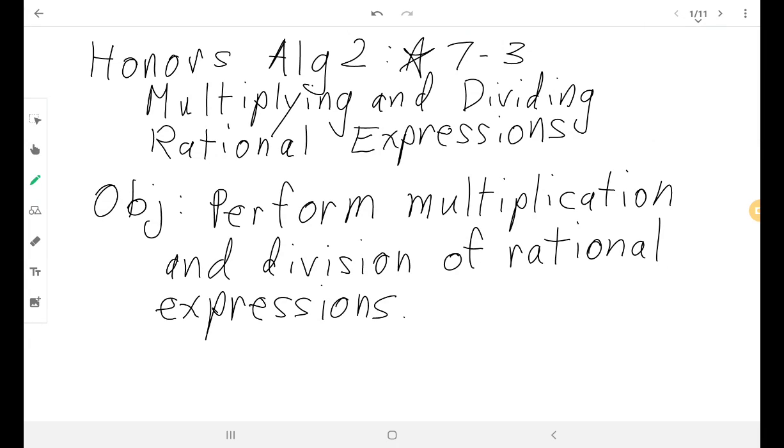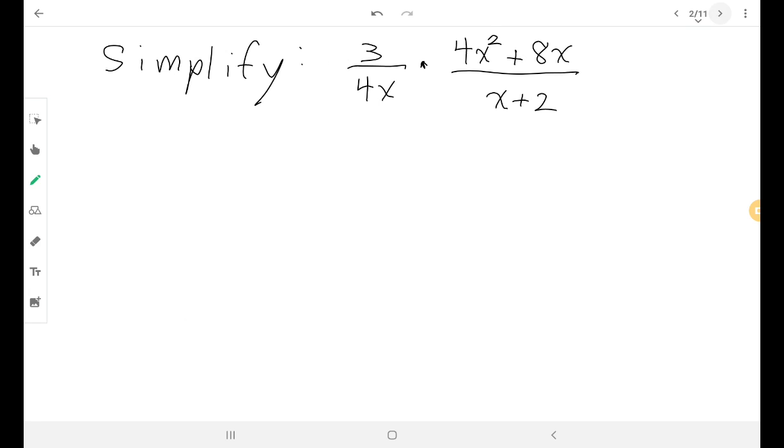Today, we're going to talk about the Honors Algebra 2 Edgenuity Section 7.3, which is called Multiplying and Dividing Rational Expressions. The objective for this section is to perform multiplication and division of rational expressions. So, exactly what it says, right? Let's look at a problem, and all the problems are going to work in pretty much the same way.